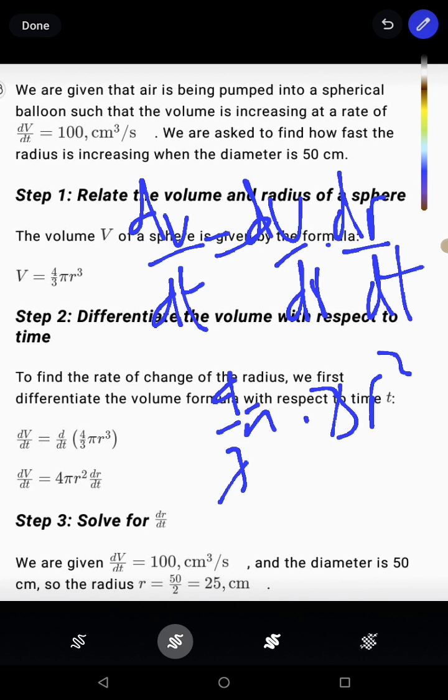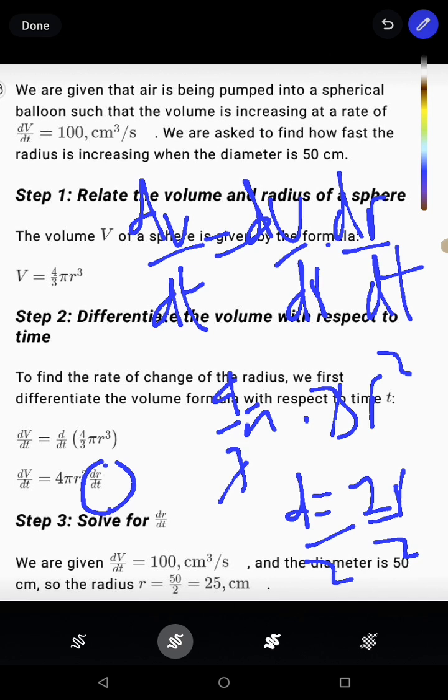But they gave us the diameter to be 50. Don't forget, diameter is 2 radius. So to get the radius, divide by 2. So that will be 50 divided by 2, we get 25. And they've given us our dV/dt to be 100 centimeter cubed per second. All we need to do is get the rate at which the radius is increasing if the volume is increasing at that point. So we need to make dr/dt the subject, and then from there we get the relation.